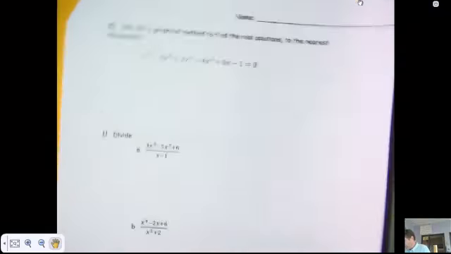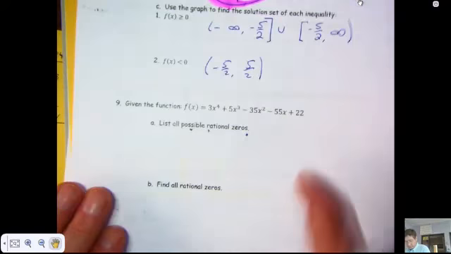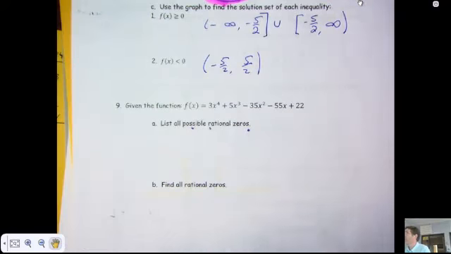Okay, we've got what left? 2 pages, 2.5 pages. Let's do 9 yet, and then we'll finish the rest of it tomorrow.